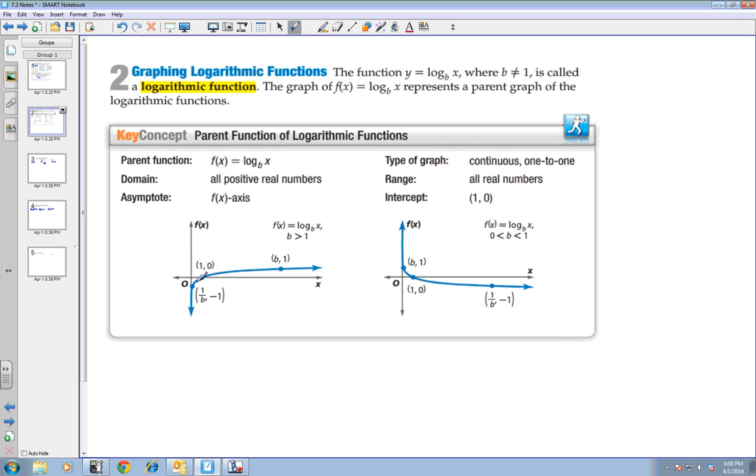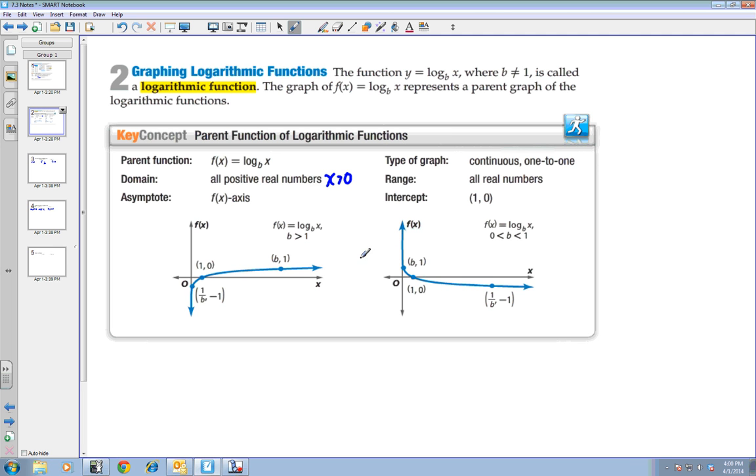Okay, that means it's going to get closer and closer to the y-axis, but it's never going to cross it. And then it's going to go to infinity. So my domain is all positive real numbers, or x is greater than 0. I have an asymptote here. Okay, my range, it's going to go all the way down, all the way up, even though it looks like it levels off.